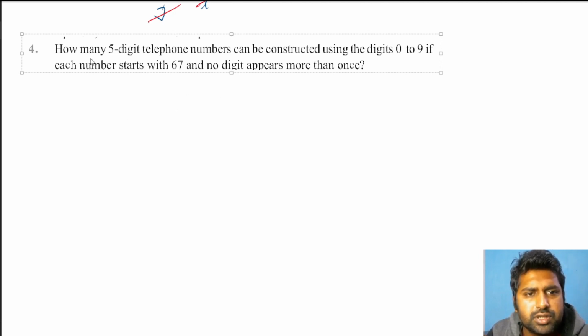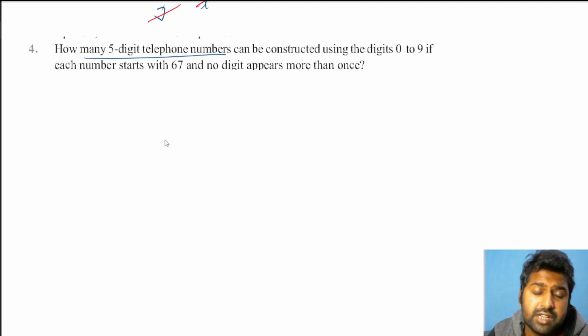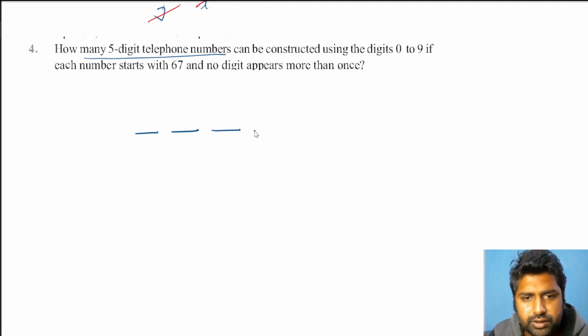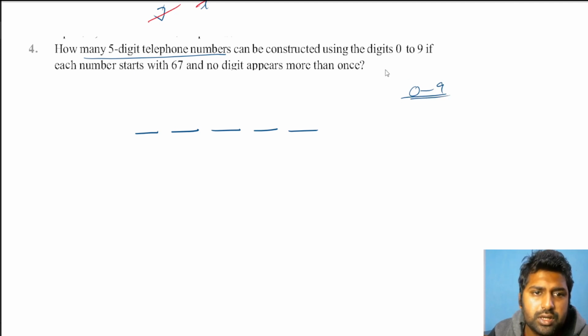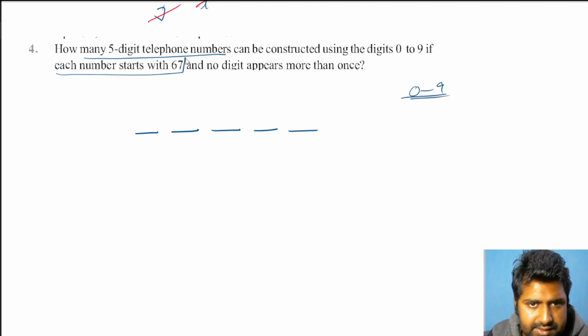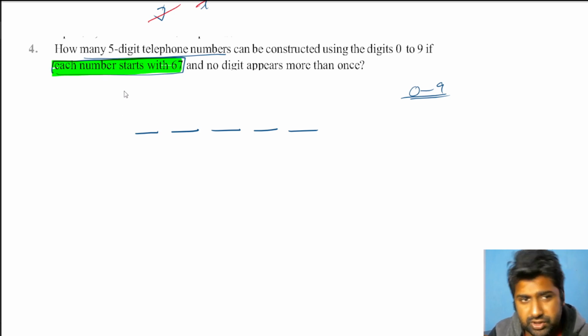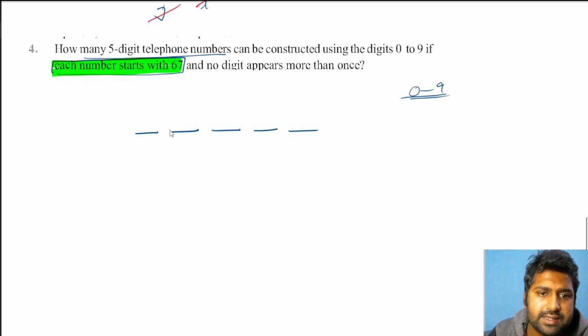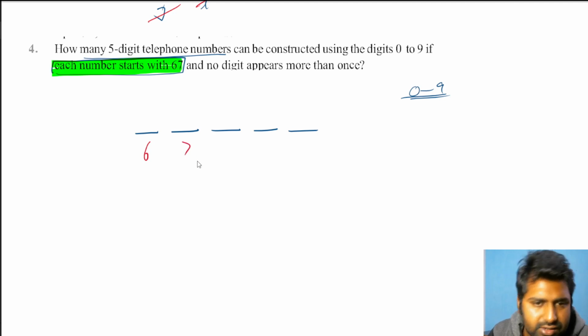I'll explain the question. How many 5-digit telephone numbers can be created? So this time we have to create a 5-digit number, 5 dashes, using the digits 0 to 9. So digits from 0 to 9 can be used, if each number starts with 67. Now this time it is putting a restriction on the question that the first 2 digits have to be 67. That means 6 has to come here, 7 has to come here. As such, for these 2 positions I have only one option each, 6 and 7. There is nothing else.